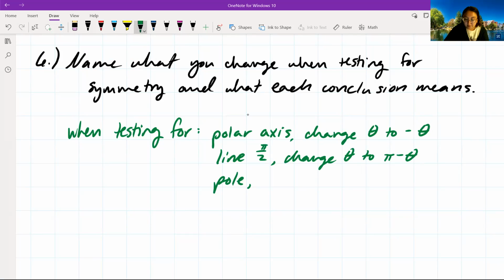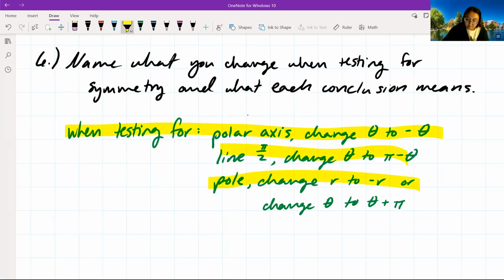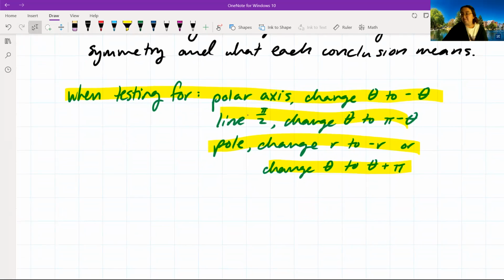Then lastly, with our pole, we're going to change r to negative r. Or, so when checking for the pole, we have two options, so you really want to check both. We can say, or we change theta to theta plus pi. So those are the things that we would then test for. And now we want to know, what does each conclusion mean? And when we say each conclusion, just the conclusions of, is it successful or did it fail?